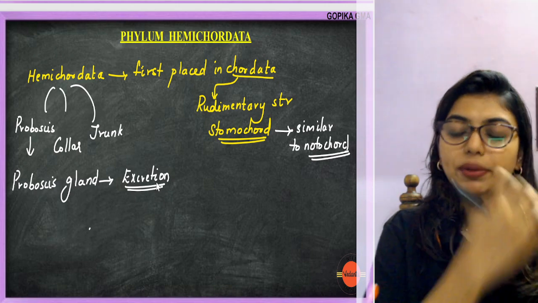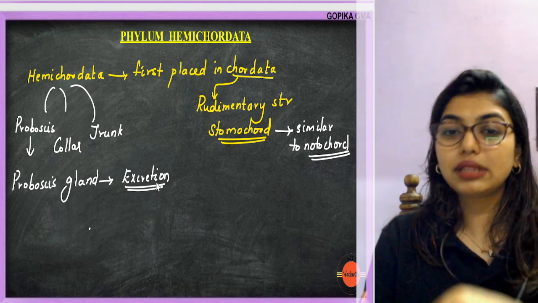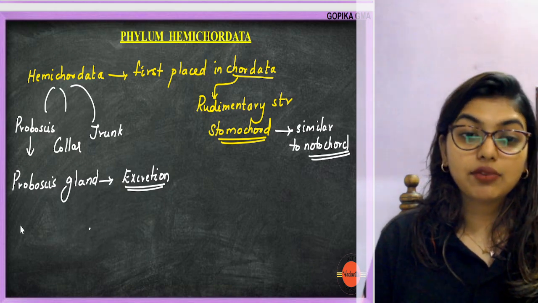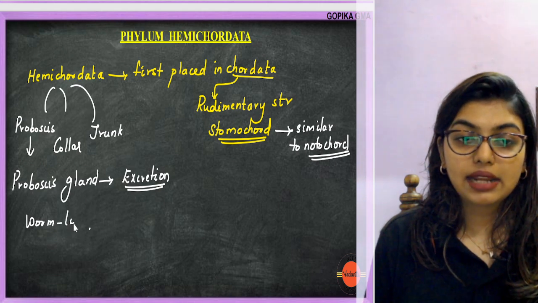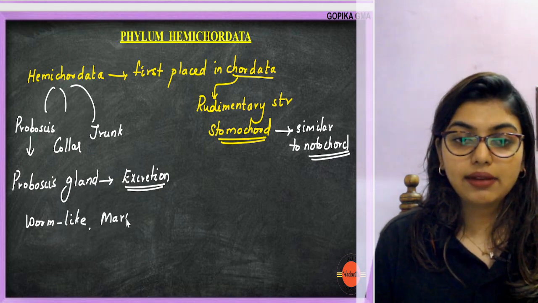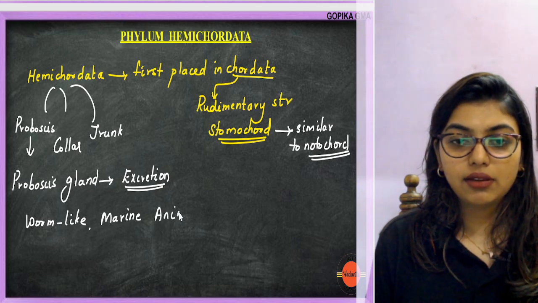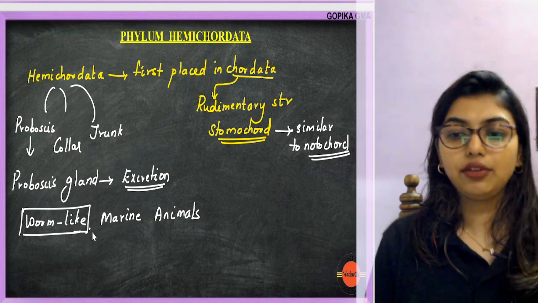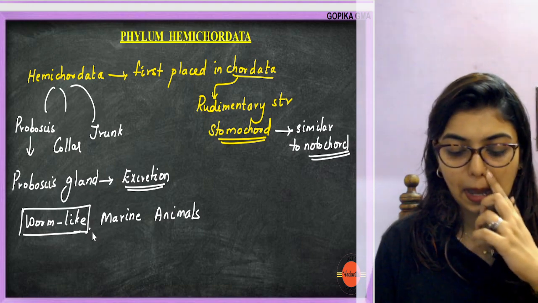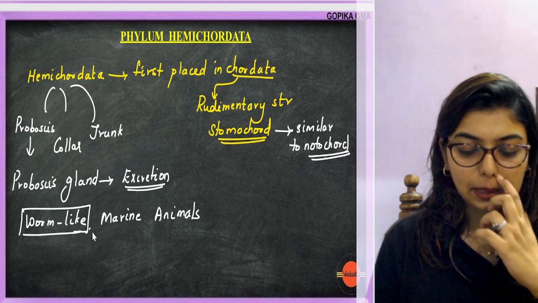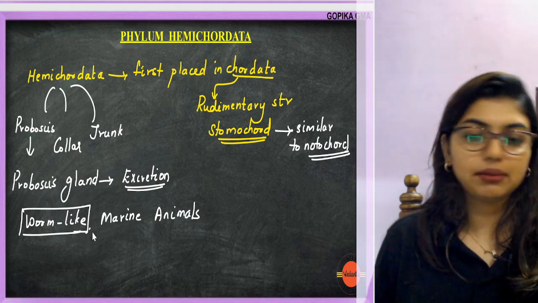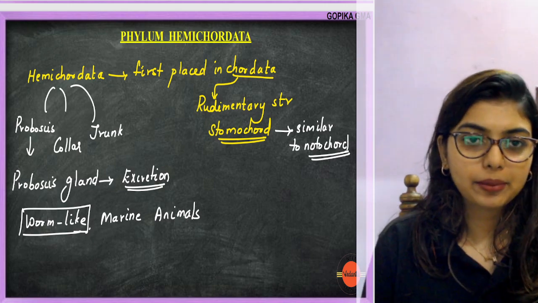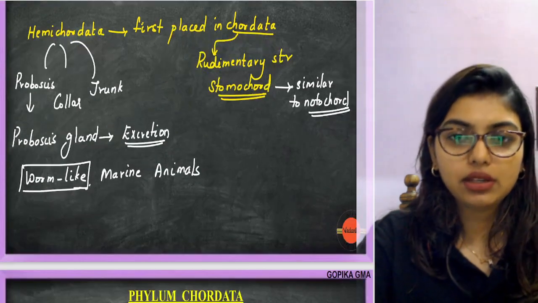Now circulatory system is open type, and other things are not very important, but these are the most important portions, why they were placed there. And one more important thing is, they are worm-like marine animals in this full category. Got it? Worm-like marine animals. This is all about hemichordata.